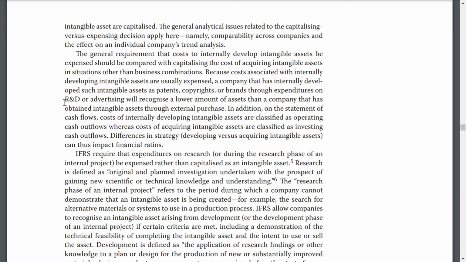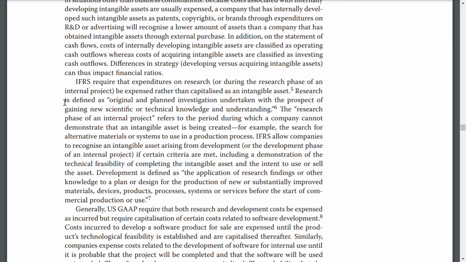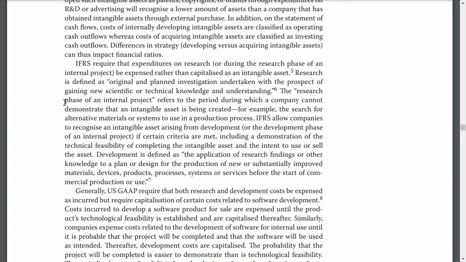IFRS requires that expenditures on research be expensed rather than capitalized as intangible assets. Research is defined as original and planned investigation undertaken with the prospect of gaining new scientific or technical knowledge and understanding. The research phase of an internal project refers to the period during which a company cannot demonstrate that an intangible asset is being created. For example, the research of alternative materials or systems to use in the production process.